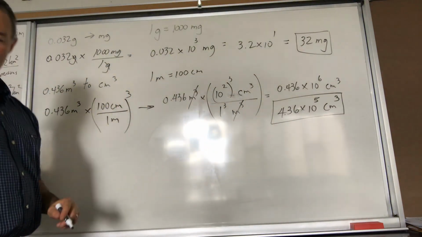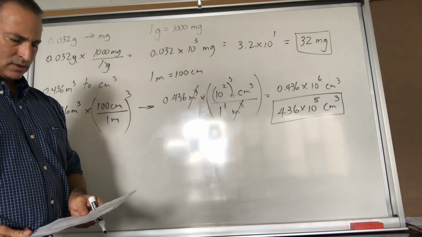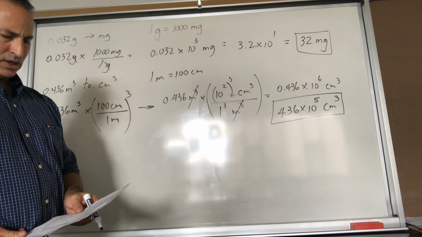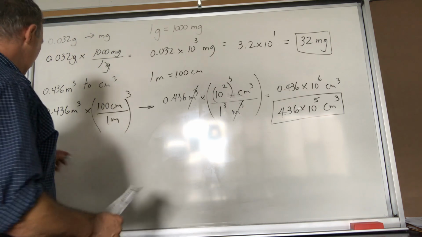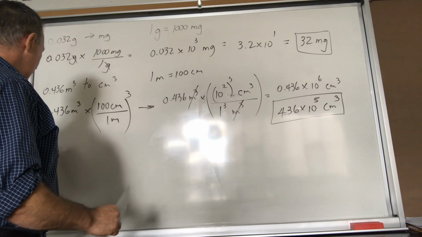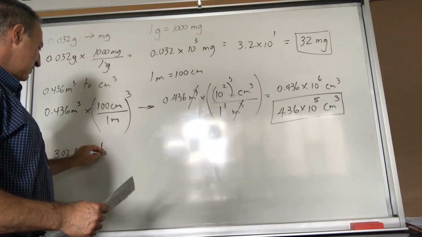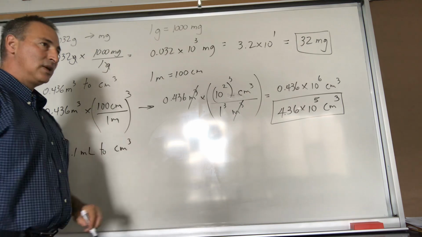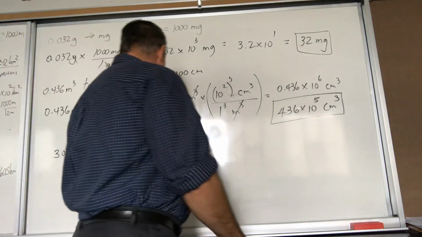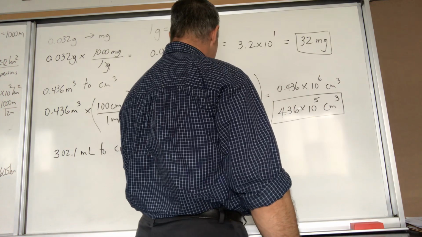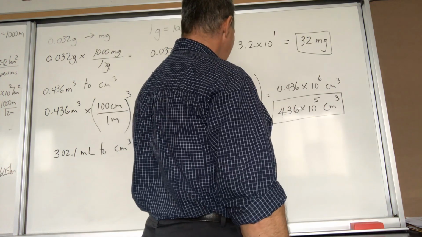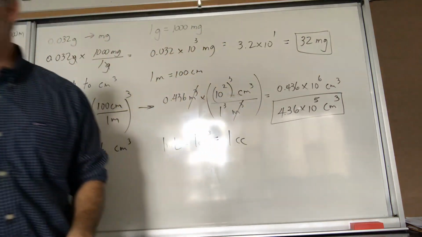The next one is trivial, but it's worth knowing. 302.1 milliliters to centimeters cubed. You need to know that 1 milliliter equals 1 centimeter cubed equals 1 cc. Sometimes you'll see that used.